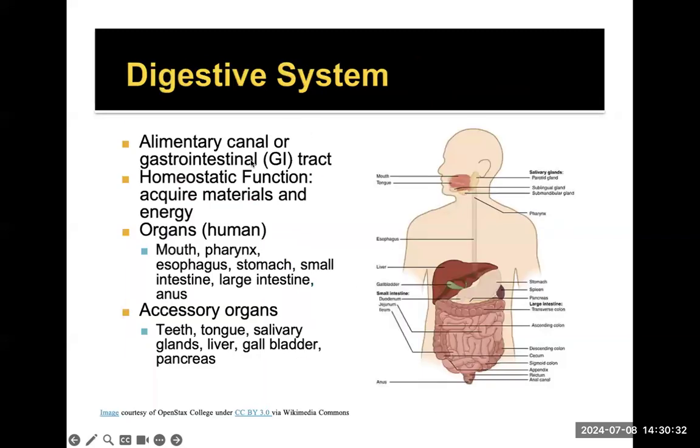Okay, so the digestive system is called the alimentary canal or the GI tract, which basically just tells you that there is a tube that's going to be carrying all this material throughout the body. For homeostatic functions, it's going to be to acquire materials in order to create energy. The organs here of the digestive system: mouth, pharynx, esophagus, stomach, small and large intestine, and anus.